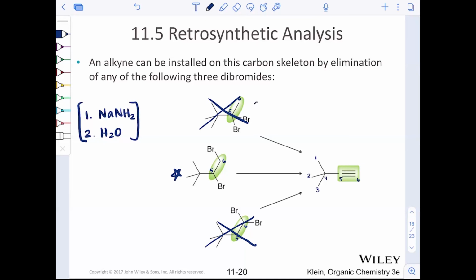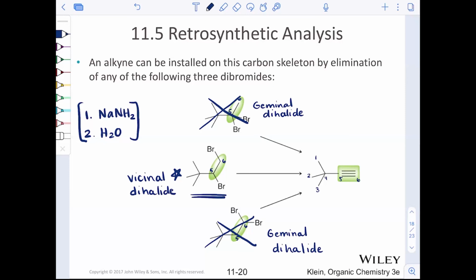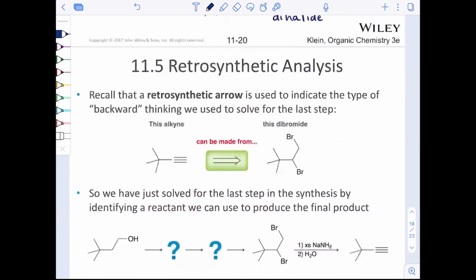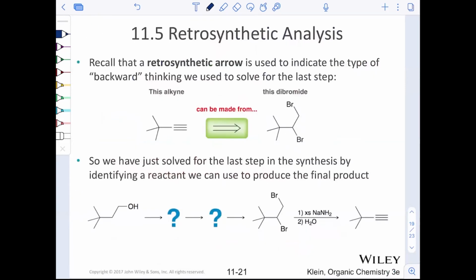The geminal dihalides, where the halogens are on the same carbon, are only made from triple bonds. Well, that's not logical. I'm trying to make the triple bond. I probably don't have one earlier. So we would take our vicinal dihalide as the best option here, and then we'll move with this intermediate backwards. So great, we know the last step, right?